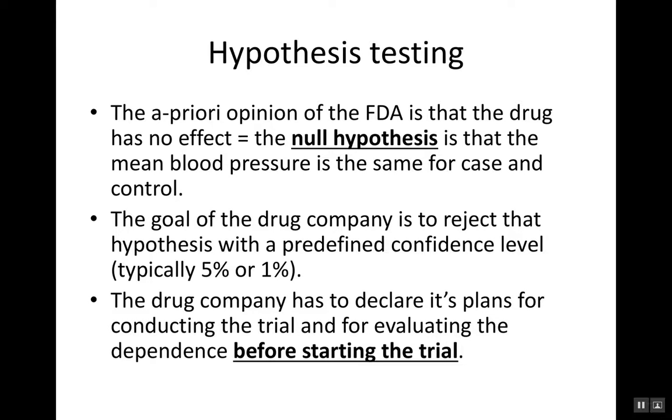The drug company has to declare its plans for conducting the trial and evaluating the dependence before starting the trial. Otherwise, they have this degree of freedom that later they can say, oh, actually we decided to use this kind of analysis for the data, and just present the analysis that was favorable to them.